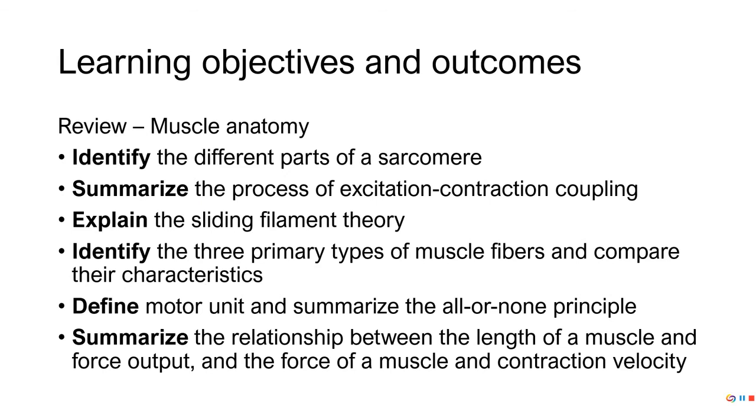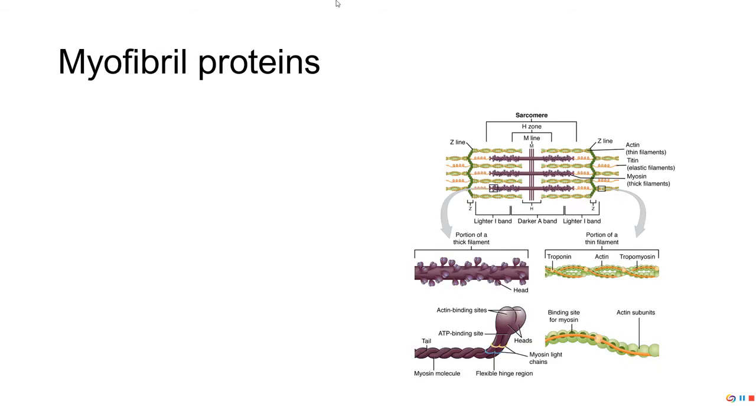All right, so we've got muscle anatomy. When we get down to it, the functional unit of a muscle cell is called a sarcomere. Now, within this sarcomere, we have several different proteins. So the first one is myosin, which is this purple stuff.